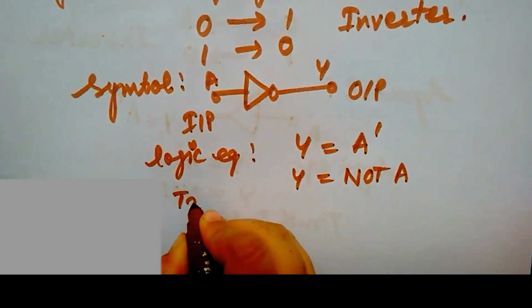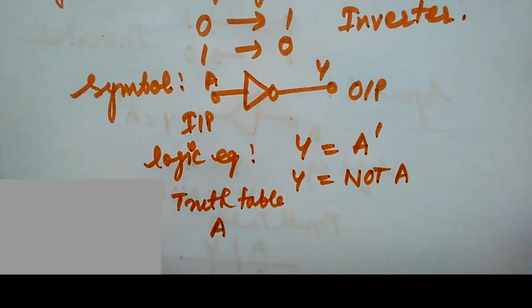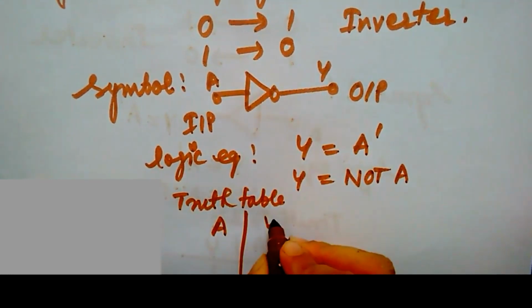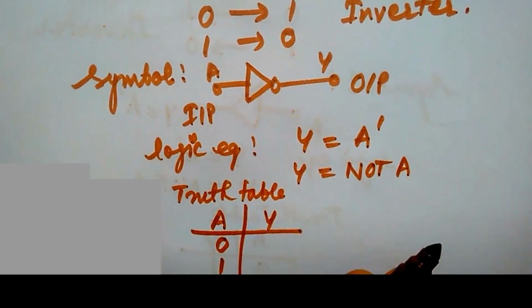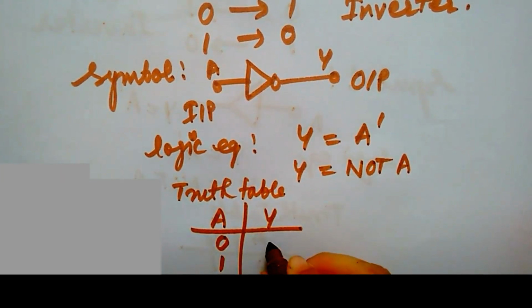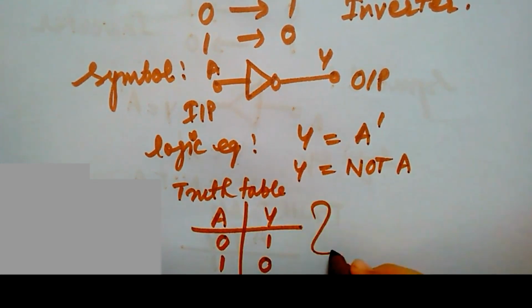Now, the truth table of NOT gate. As we have seen, there is only one input a and one output y, and the possible combinations of input are 0 and 1. If input is 0 then output will be 1, and if input is 1 then output will be 0.